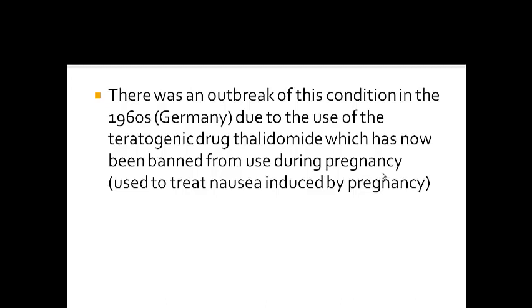So pregnancy generally causes a lot of GI disturbance. It causes nausea, it causes vomiting. So thalidomide was an example of a drug that was able to treat this condition. But once they discovered that it caused this congenital abnormality, it was banned from use.